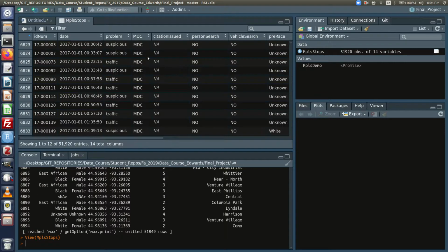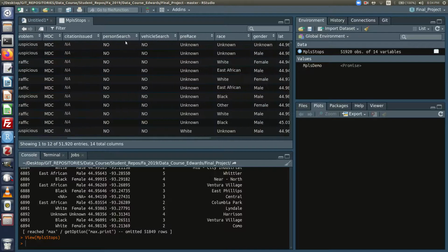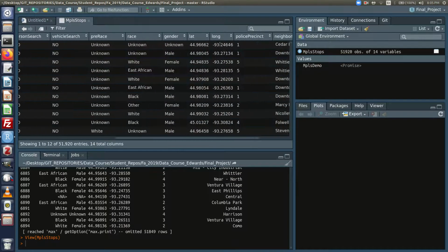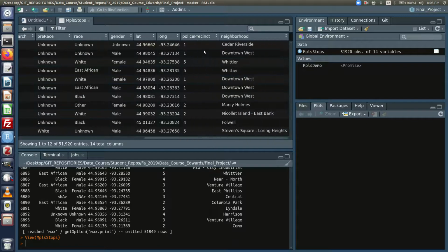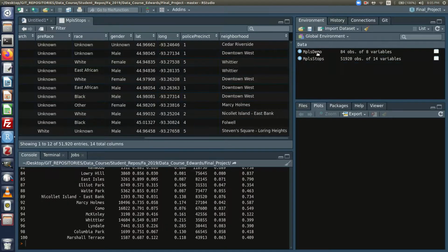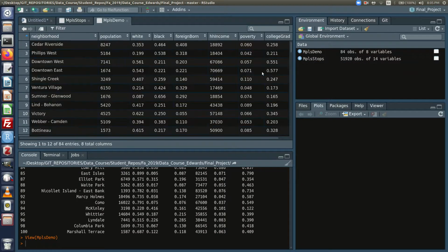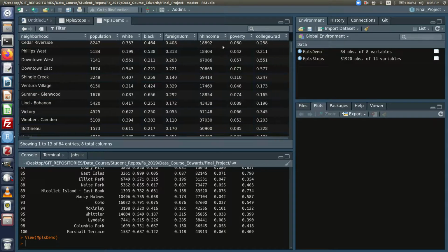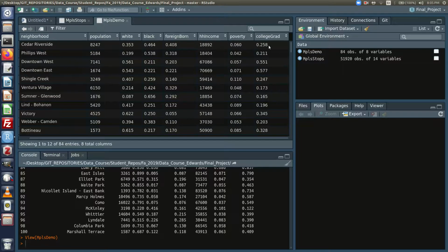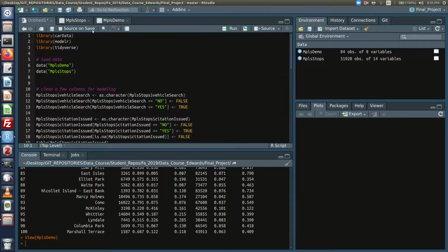If you remember this one, we've got the date, whether a citation was issued, whether person or vehicle was searched, race, gender, latitude and longitude, and then neighborhood. And then we've got our demographic information, which links that neighborhood column from the stops dataset to give demographic information: the population in the neighborhood, the percentage that are white, black, foreign born, the median household income, poverty level, and college graduation rates.